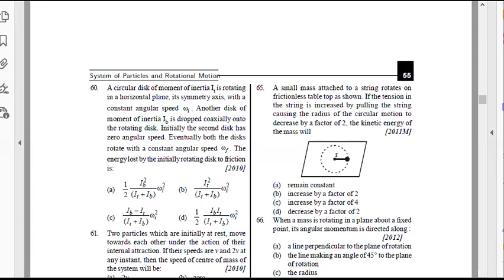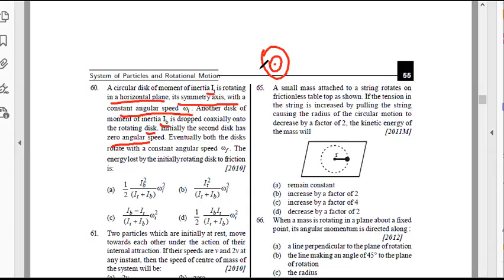So the answer is D. Now think about it. A circular disk of moment of inertia Ia is rotating in a horizontal plane about its symmetry axis with a constant angular speed omega i. Another disk of moment of inertia Ib is dropped coaxially onto the rotating disk. Initially, the second disk has zero angular speed. Now it is rotating like this, right? ऊपर एक और गिरा दिया गया. So obviously, क्या होगा बताओ? Angular momentum conserved रहेगा. As simple as that.